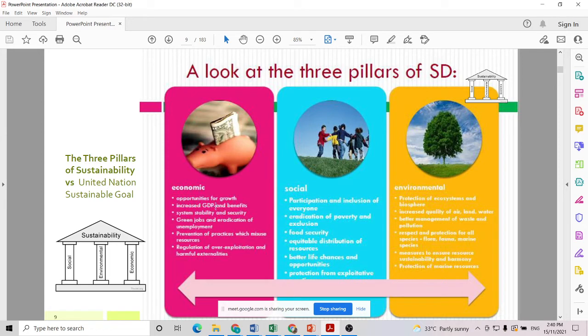Economic will discuss the opportunity for growth, which means better economics, better living, and better prosperity. Basically an increase in your gross domestic product, GDP. This means that you have exports, imports, and also some benefit, a security system, and then green jobs and eradication of unemployment. But as you are aware, currently we have the situation of a pandemic, so the unemployment rate has increased.